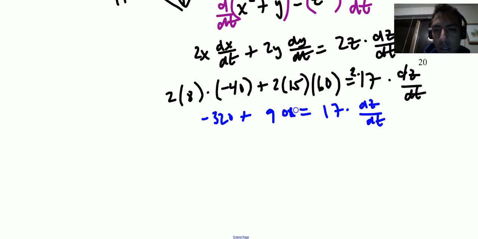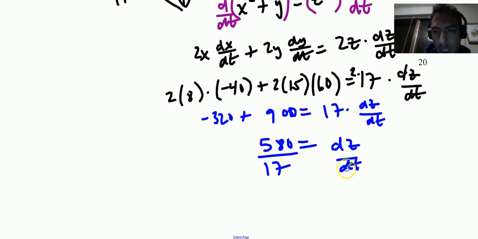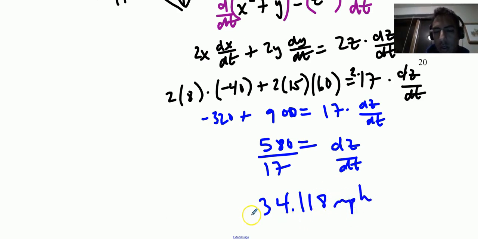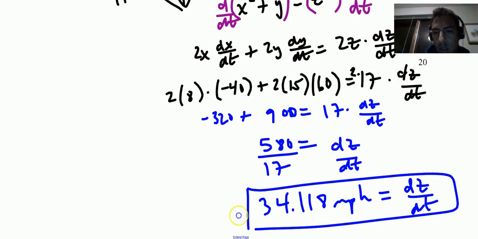This is a 900, I think. Okay, so that's going to be 580 over 17 equals dz/dt. And 580 divided by 17, my handy calculator is going to tell me that that's 34. Okay, and again, even though this is the answer, I'm checking 15 times 60, I don't trust myself. It's too late and I make mistakes this late. Okay, I'm right. Thank goodness.